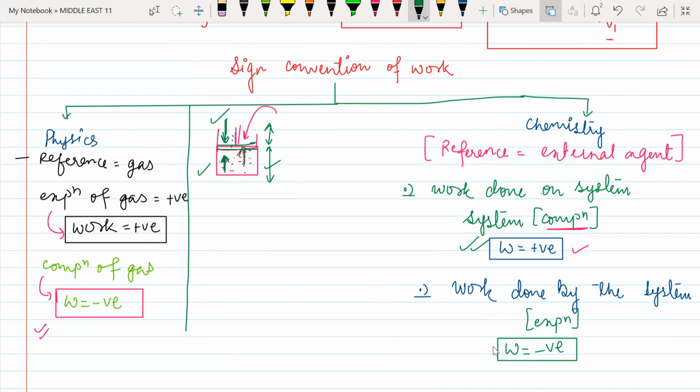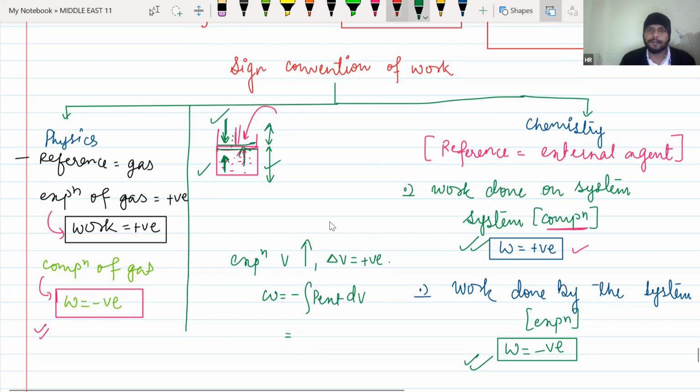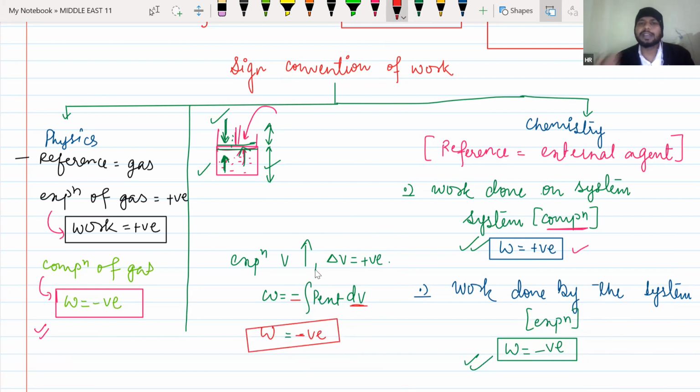So after this, you will write that in expansion, volume will increase and delta V is positive. And you can see W is equal to minus P external into dV. That was the formula in the previous slide. For expansion, delta V is positive or not for us?